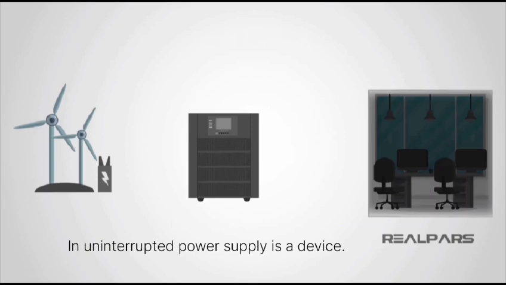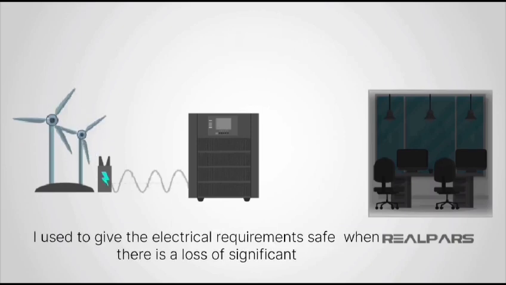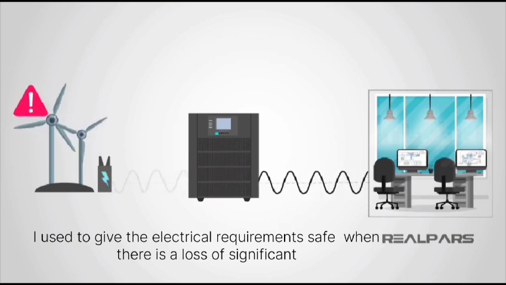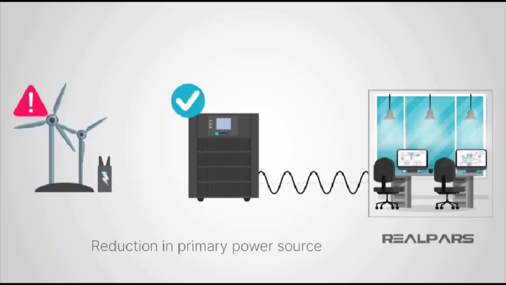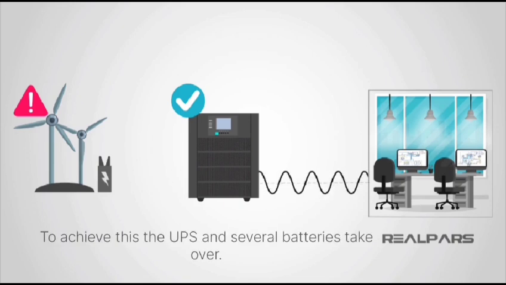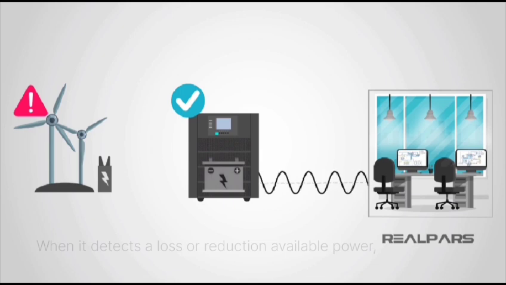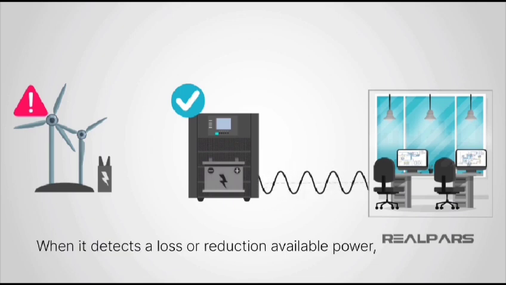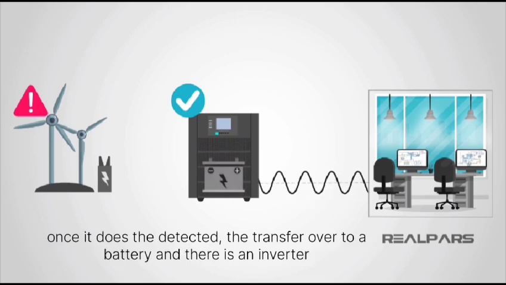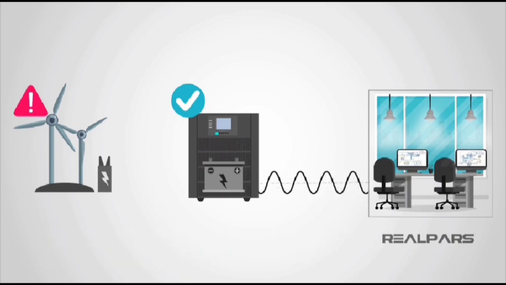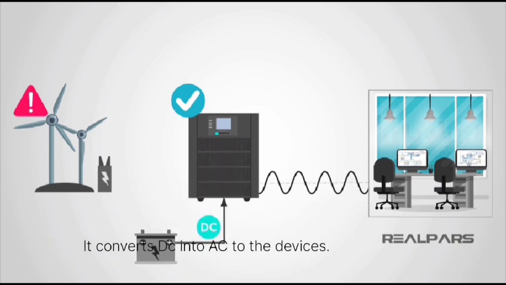An uninterruptible power supply is a device used to keep electrical requirements safe when there is a loss of significant protection in the primary power source. To achieve this, the UPS has several batteries to take over when it detects a loss or reduction in the available power. Once it is detected, it is transferred over to a battery, and an inverter comes through the plate. The battery's DC voltage is converted into AC for the devices.